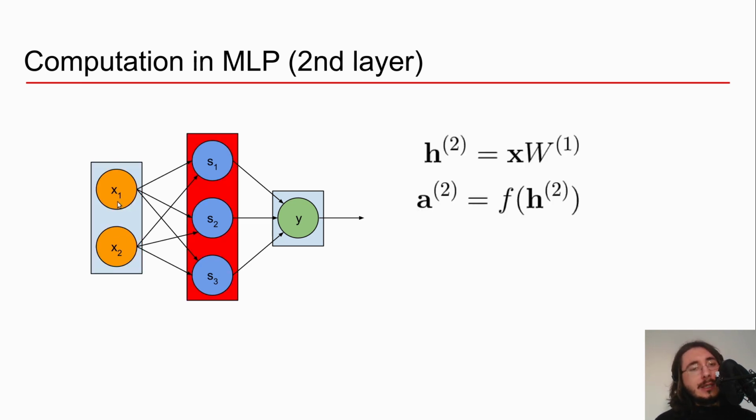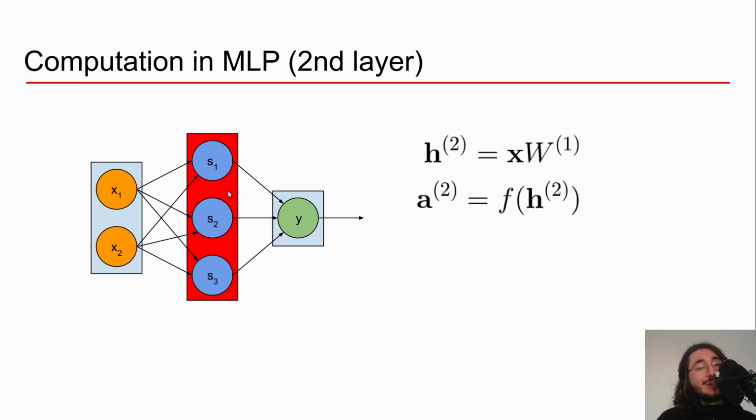Then the signal moves to the second layer, and the second layer performs two things. As we saw, we have the net input first and then the activation. The net input is given by the matrix multiplication between the input vector x and W1, the weight matrix for the connections between layer 1 and layer 2. When we have H2, we can plug it into the activation function f, and we get the activations vector for the second layer, which is basically the output of the second layer.